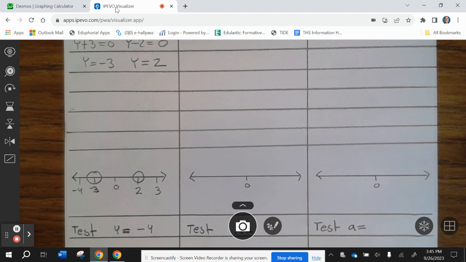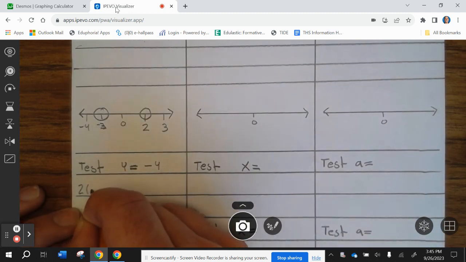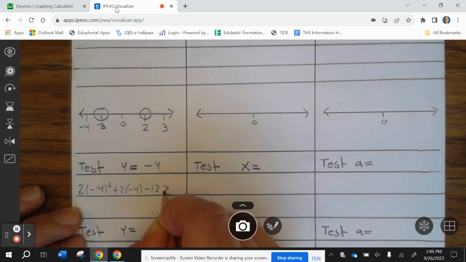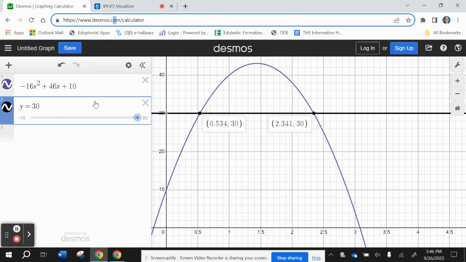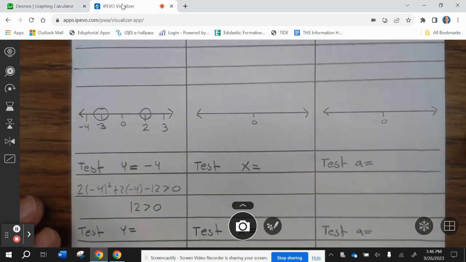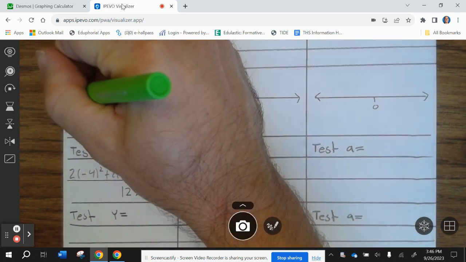Y equals negative 4. Okay. So I'm going to plug that in. So that's 2 times negative 4 squared plus 2 times negative 4 minus 12 greater than 0. Okay, so let's plug that into Desmos. So 2 times negative 4 squared plus 2 times negative 4 minus 12 is 12. Is greater than 0, so that checks out. That means we can shade here.